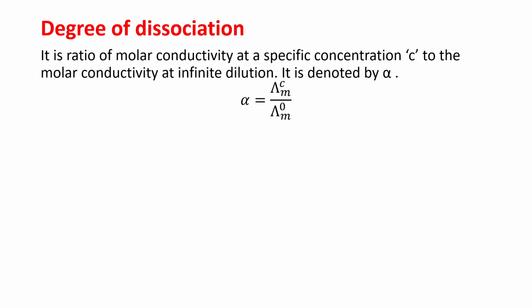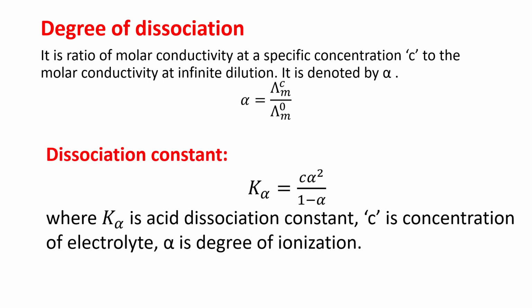We'll discuss degree of dissociation now. Degree of dissociation is defined as the ratio of molar conductivity at a specific concentration to the molar conductivity at infinite dilution. It is denoted by the symbol alpha. Basically, if A is getting converted into B plus C, and you need to calculate the degree of dissociation, it will be like an equilibrium constant: concentration of B, concentration of C, divided by concentration of A.